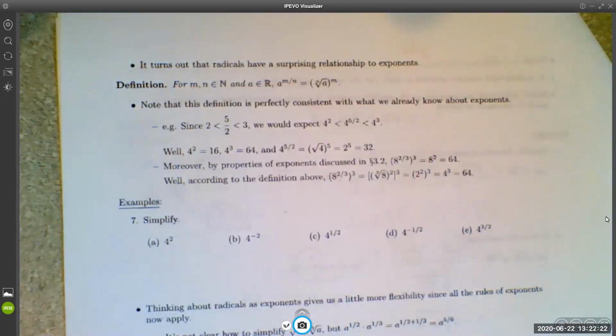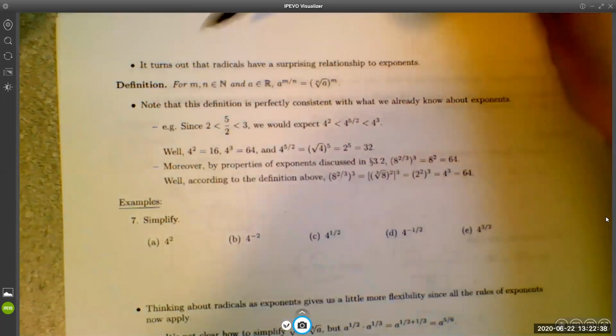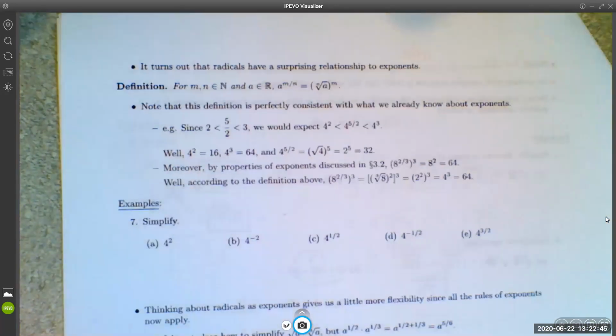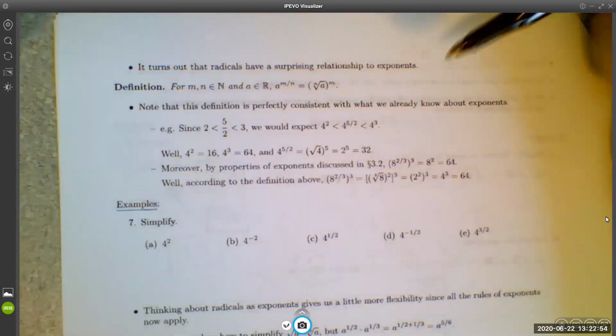Now, the other connection that I want to make in this section is how radicals are really the same thing as exponents. Here's how this works. So we already know how to deal with negative exponents, right? We talked about that back in like 2.2 or 2.1 or something like that. 2.2, I think. We talked about negative exponents, right? Here's how we deal with fractional exponents. So here's how we deal with rational exponents, okay?